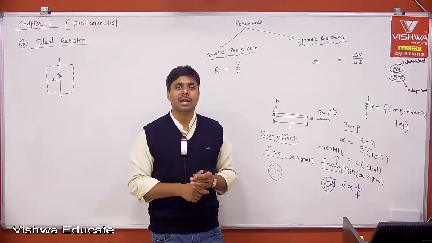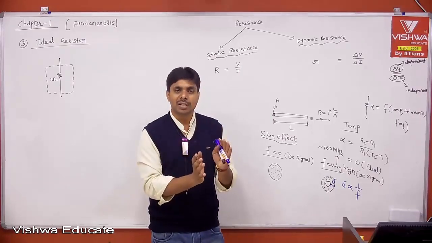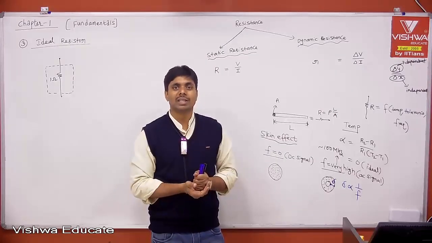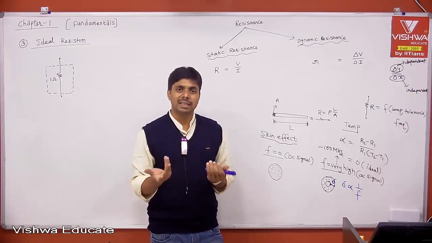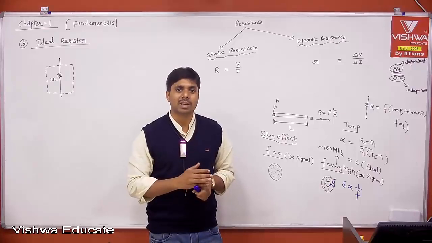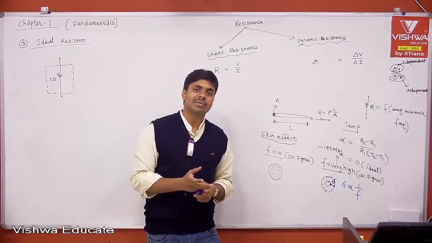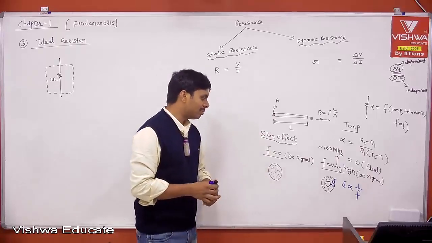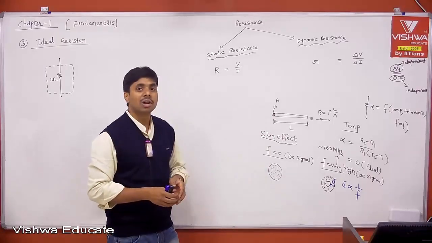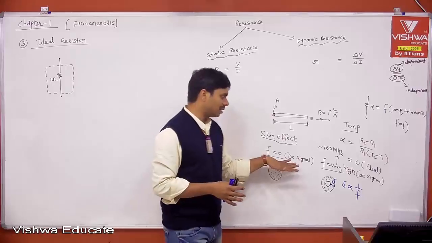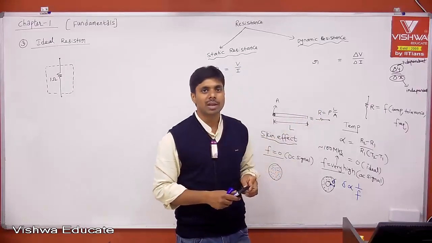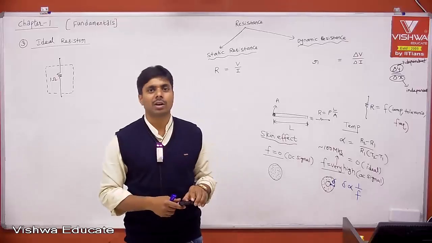Therefore, for the same AC voltage, the amount of AC current is decreasing. So your impedance, or you can say resistance, at very high frequency is increasing. Because of skin effect, your resistance is not constant. At low frequencies, your resistance is constant, which you can calculate directly from R equals rho L by A, but at very high frequencies we cannot take it.